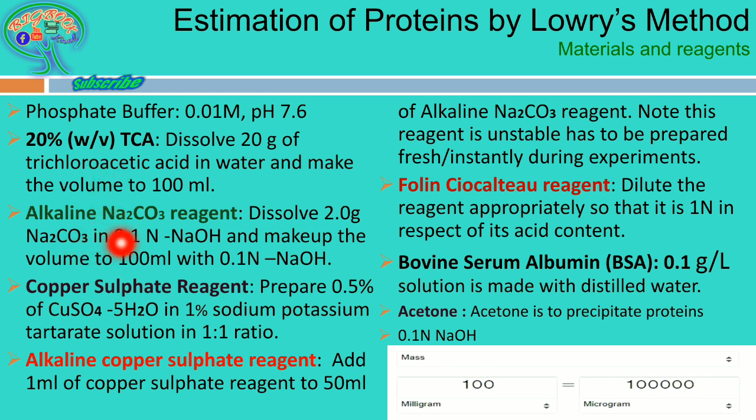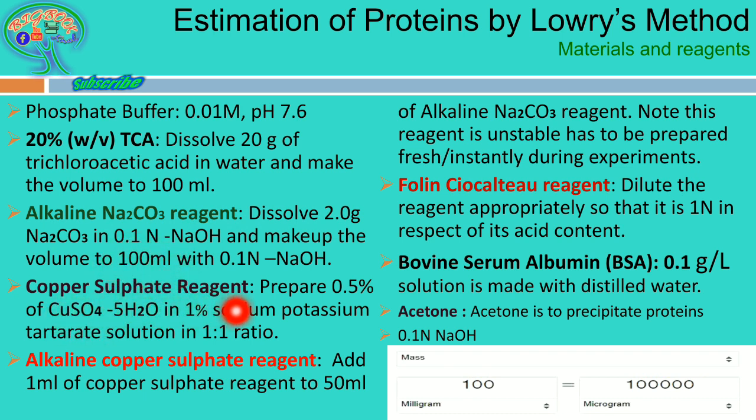For the alkaline sodium carbonate reagent, we have to dissolve 2 grams of sodium carbonate in 0.1 normal NaOH and make up the volume to 100 ml with 0.1 normal NaOH. This is only for developing 100 ml of the reagent. If you want to develop 1 liter, you have to take 10 times the sodium carbonate in the 0.1 normal NaOH and make up the volume to 1000 ml.